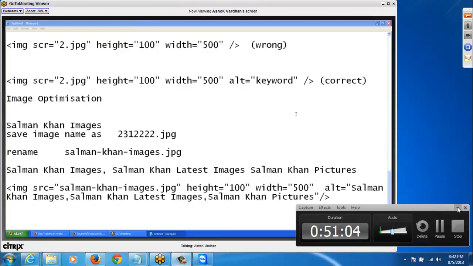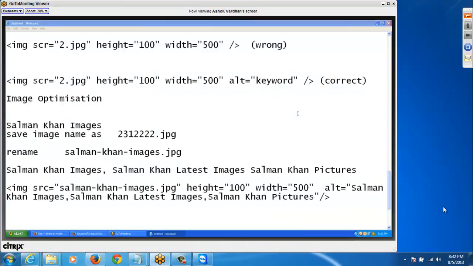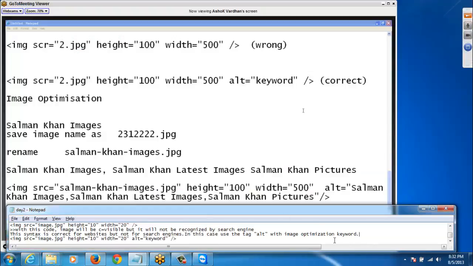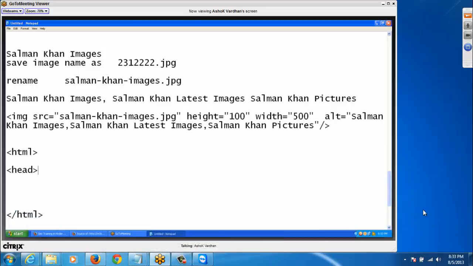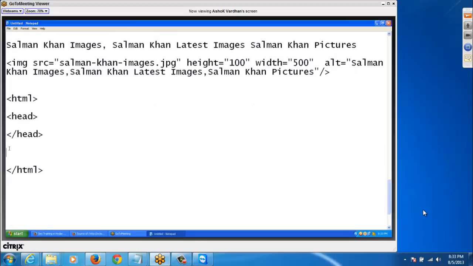URL structure, title, description, keywords, image tag. Next. Okay, my question is, where can I insert the title, description, keywords? Each and every page has the syntax: HTML and closing HTML. Next one, head and closing head. Next one, body and closing body. This is the HTML syntax. Here in the head section we can insert meta tags.